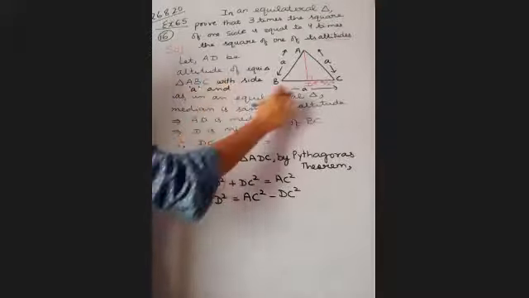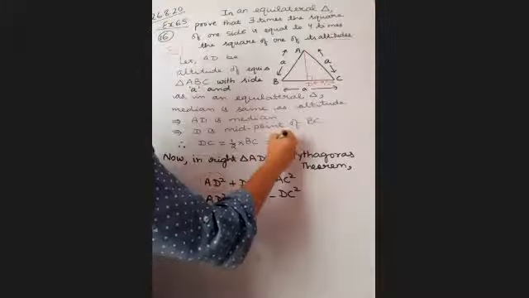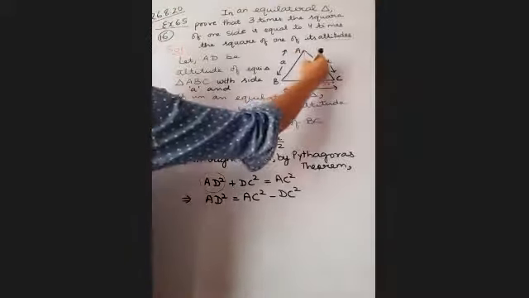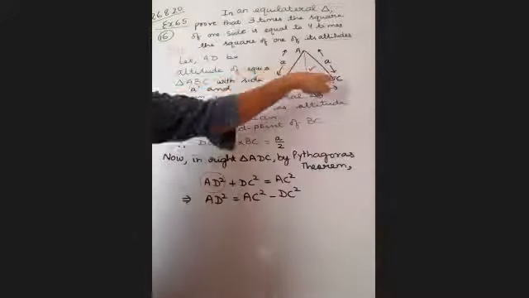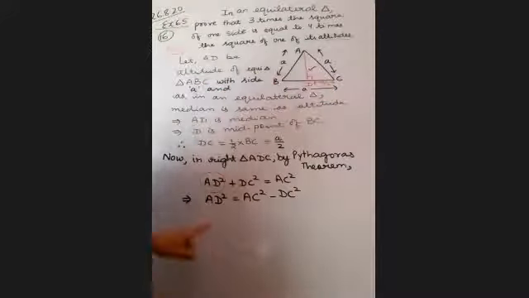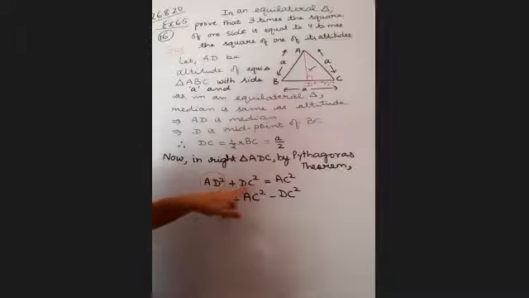And as in an equilateral triangle, median is the same as altitude, this implies AD is the median. Therefore, D is the midpoint. So DC is half of BC, which is A by 2. Right, beta? So continuing the same steps, we will take one of the right triangles now. You may either take ADB or ADC. Choice is yours. So if I'm taking ADC, AD square plus DC square is equal to AC square. So AD square is AC square minus DC square.